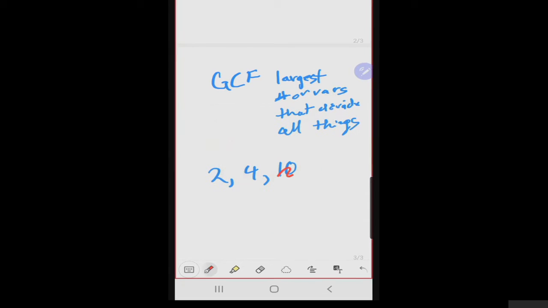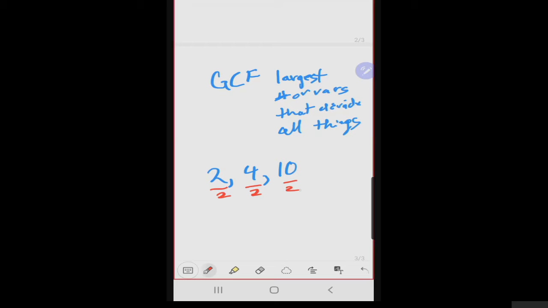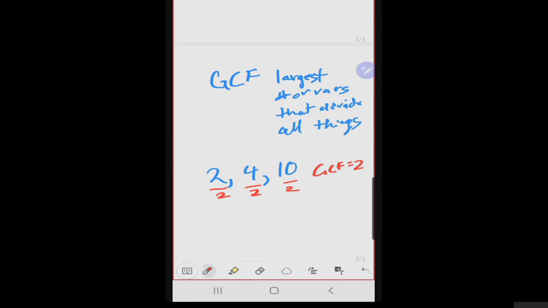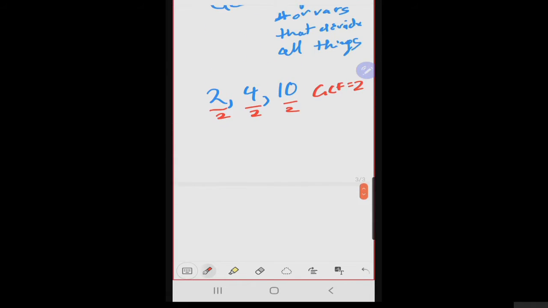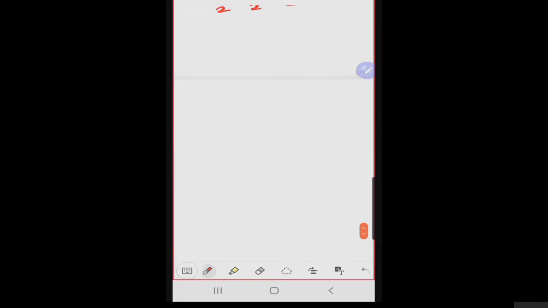Right, it is 2. So I would always write divide by 2, divide by 2, divide by 2. So it's the biggest number that divides it. So you would say your GCF is equal to 2. So now let's see what would happen when we have something else.